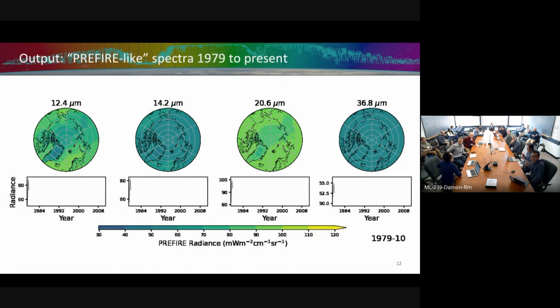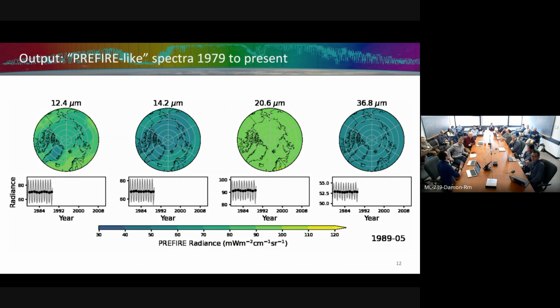Another application for this is the PREFIRE mission. These CubeSats are going to be up for just a few years, so we have this challenge of internal variability when we're evaluating them against the model. What we can do is simulate these satellite-like fields in a much longer record to create the context to put those observations in.